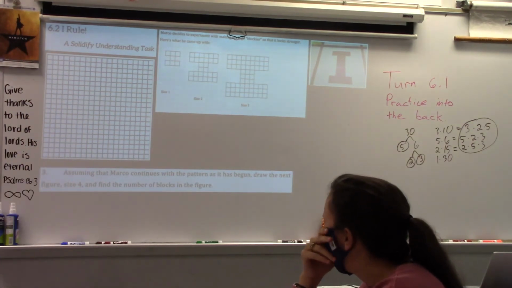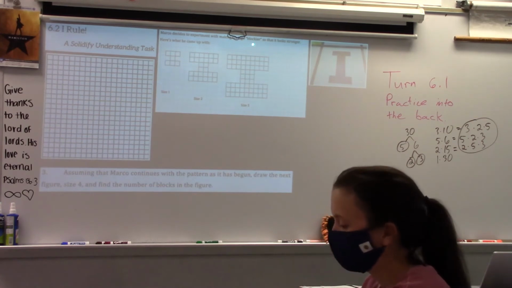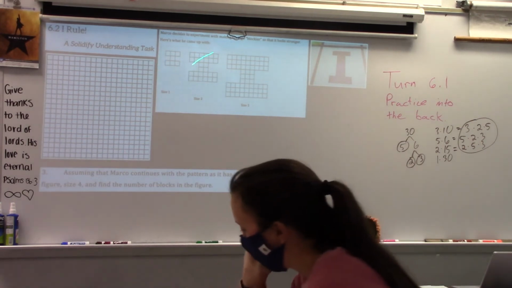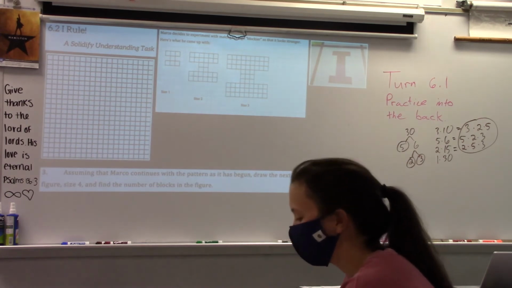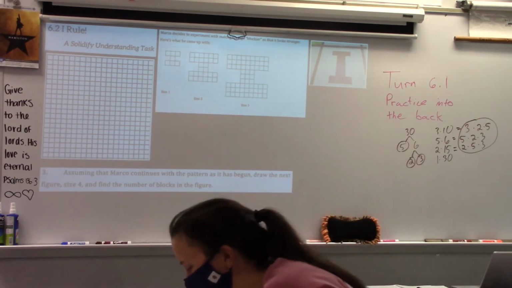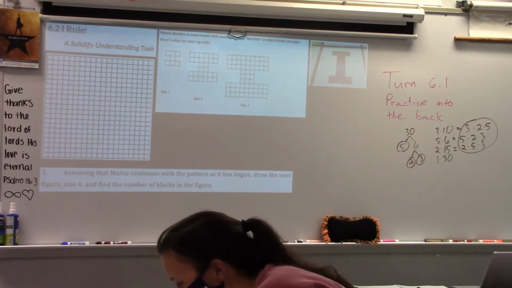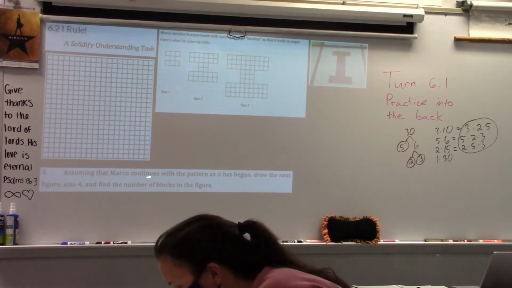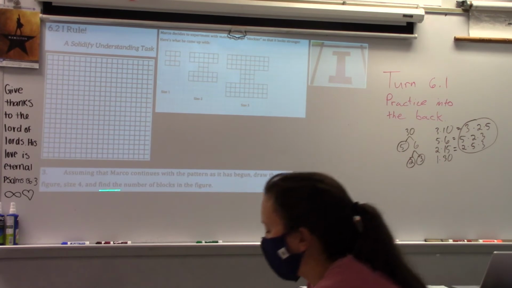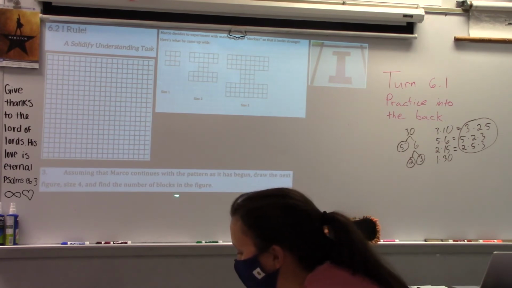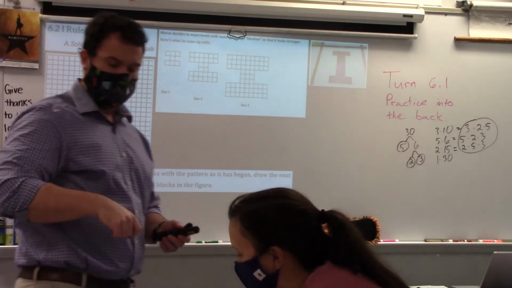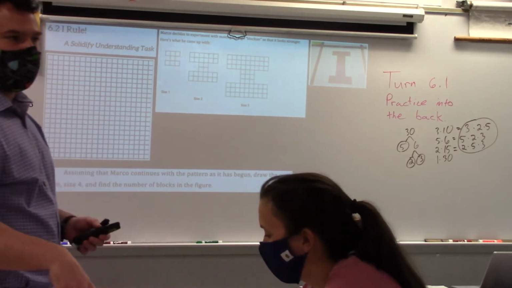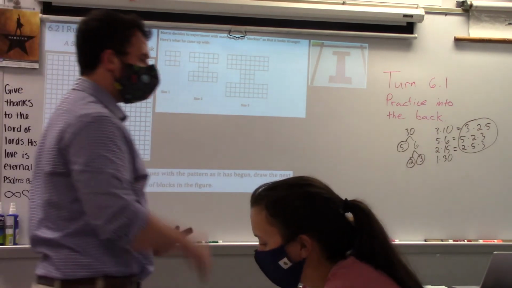Okay, so Marco decides to experiment with making his logo blockier so that it looks stronger. I'll be honest, I like this way more. Is blockier a word? I'm making that up. I'll look it up when y'all start to work again. But assuming that Marco continues with the pattern as it has begun, draw the next figure, size 4, and find the number of blocks in the figure. So work on that. There should be colored pencils or markers on your desk that you can use to draw it out. Once you get number 3 done, start to move on to number 4, thinking through those patterns.